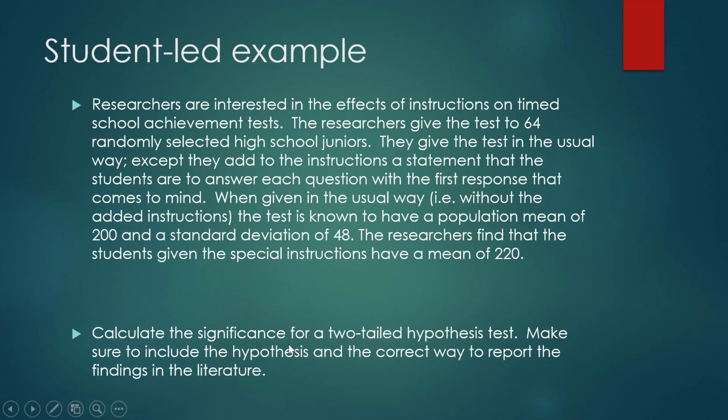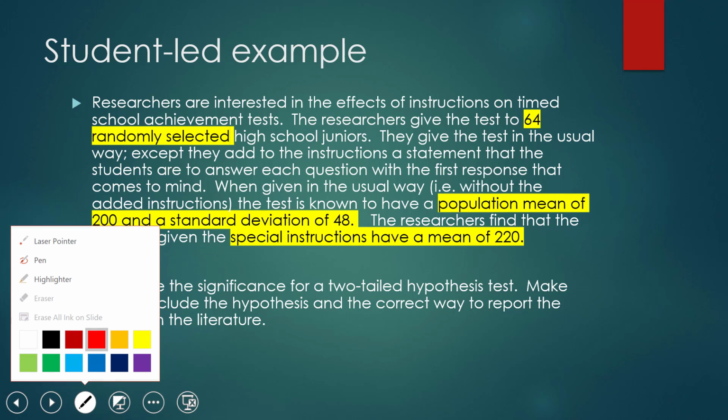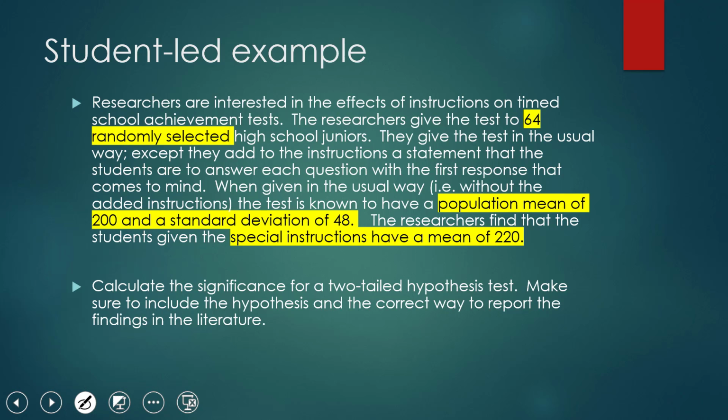So we want to calculate the significance for a two-tailed hypothesis test, and we'll make sure to include the hypothesis and the correct way to report that in the literature as well. So let's highlight the important information. So we have the important information that we have highlighted. So we have an N of 64. We have a population mean of 200. We have a standard deviation of 48. That's here. And we have a sample mean of 220.